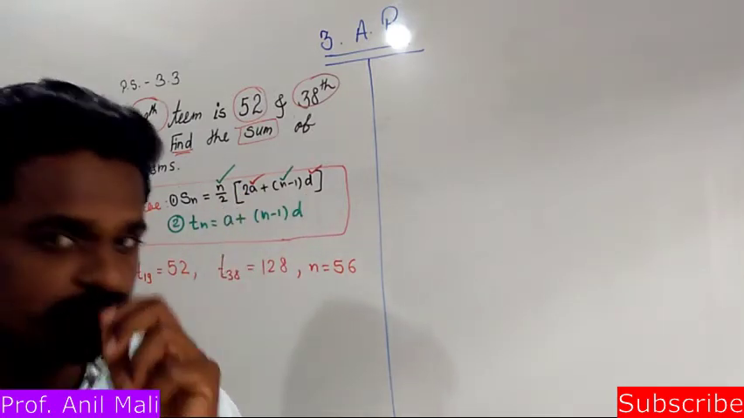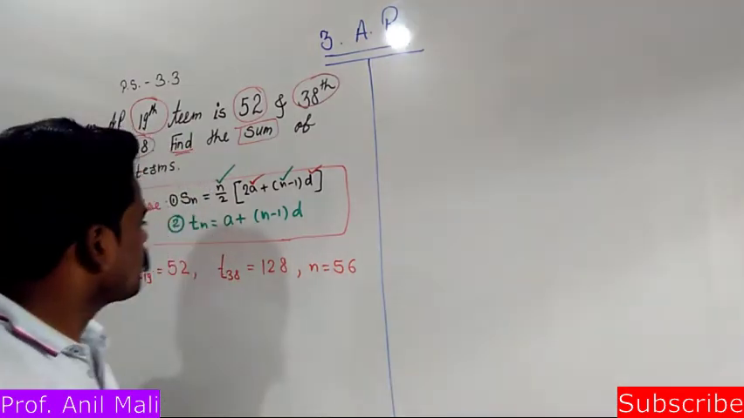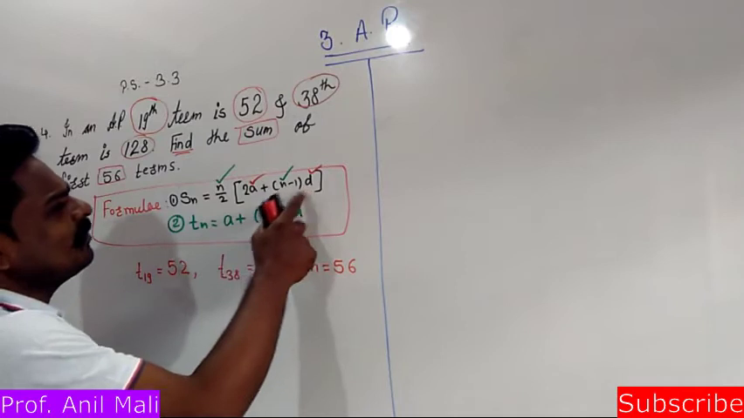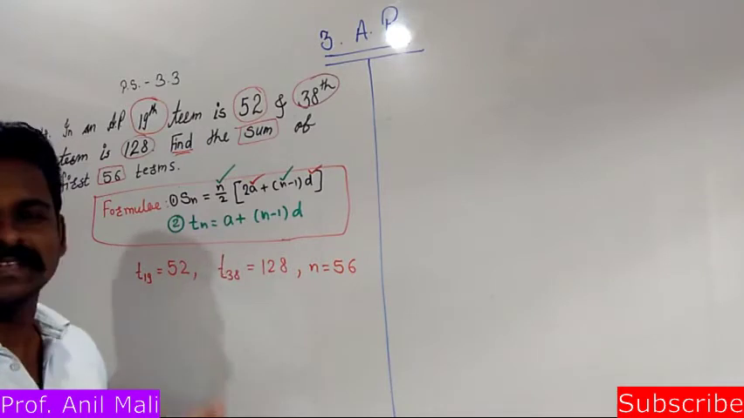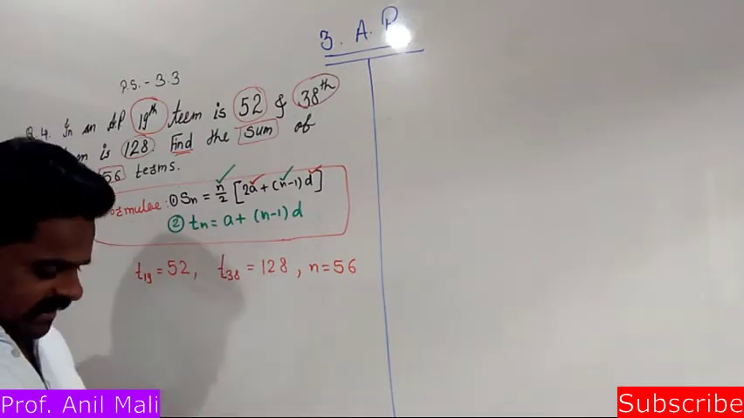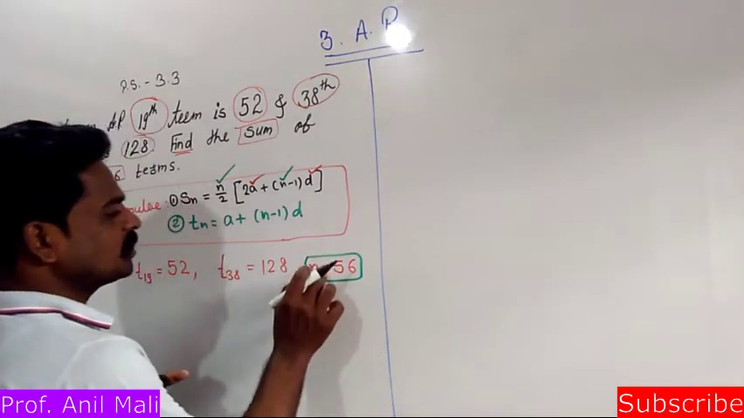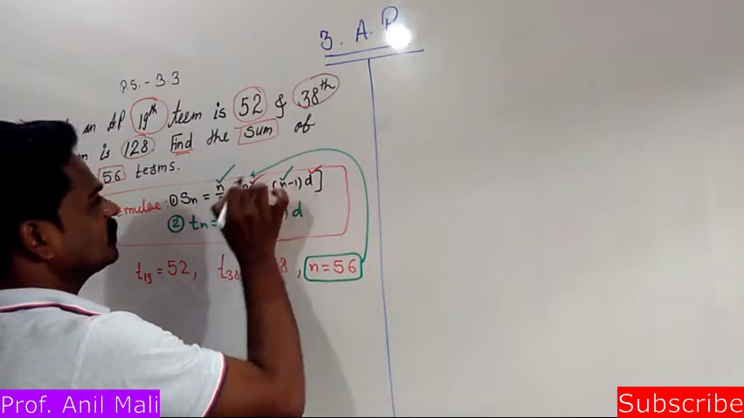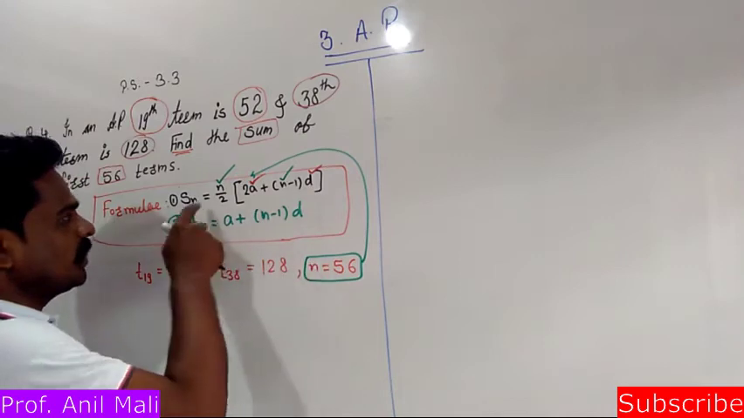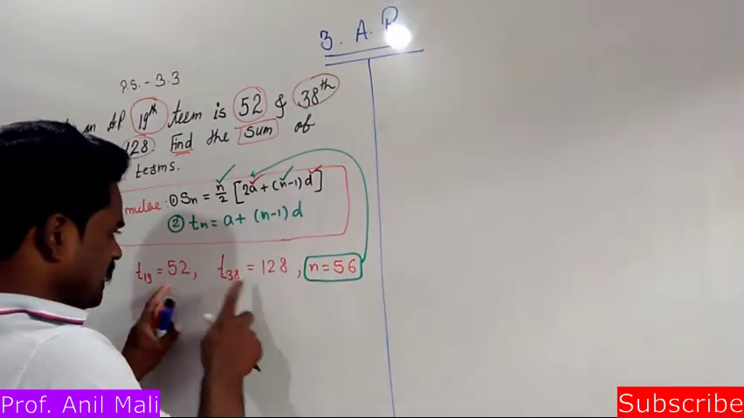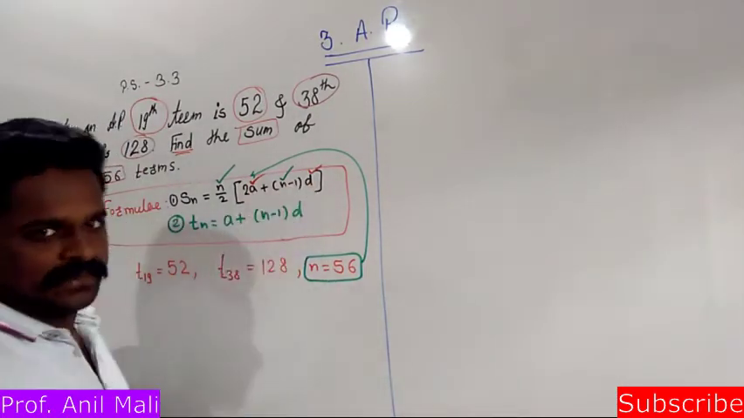These two are the values which we need to find out here. Okay, fine, no problem. Now see friends, for finding A and D, we have to use these two terms, T19 and T38. The value of n, 56, is given to us for finding out Sn directly. So this value n you will use only in this formula, and these two terms we will use for finding out the values of A and D.